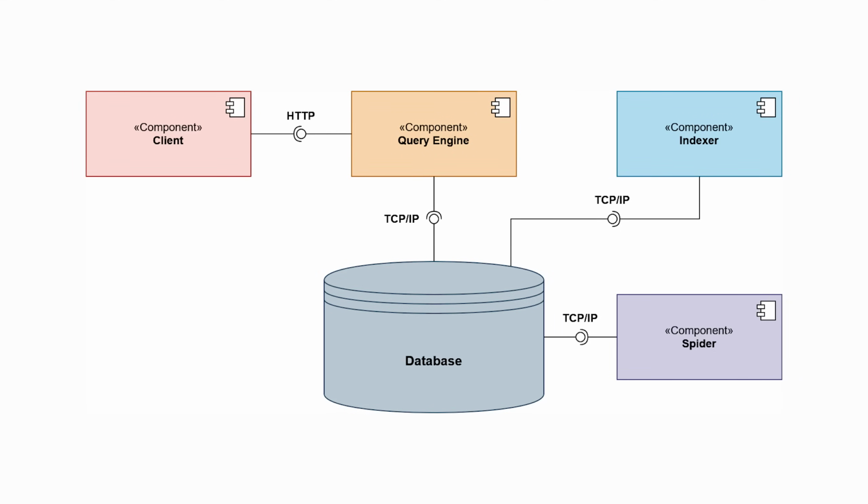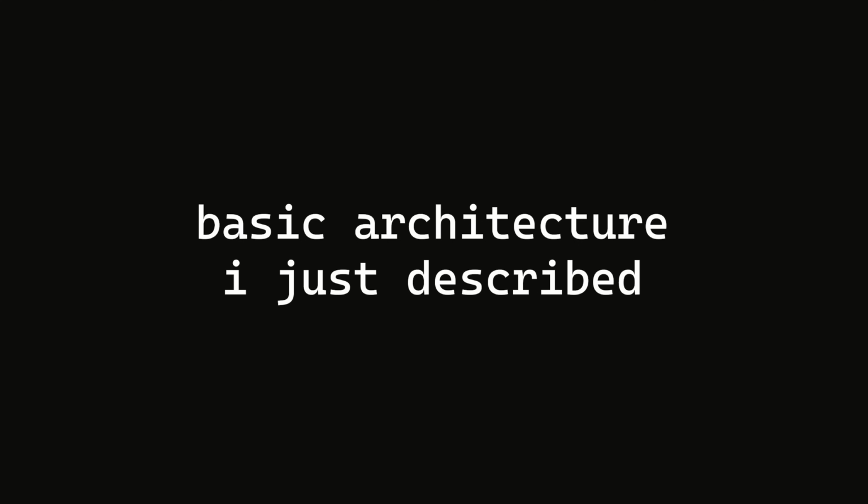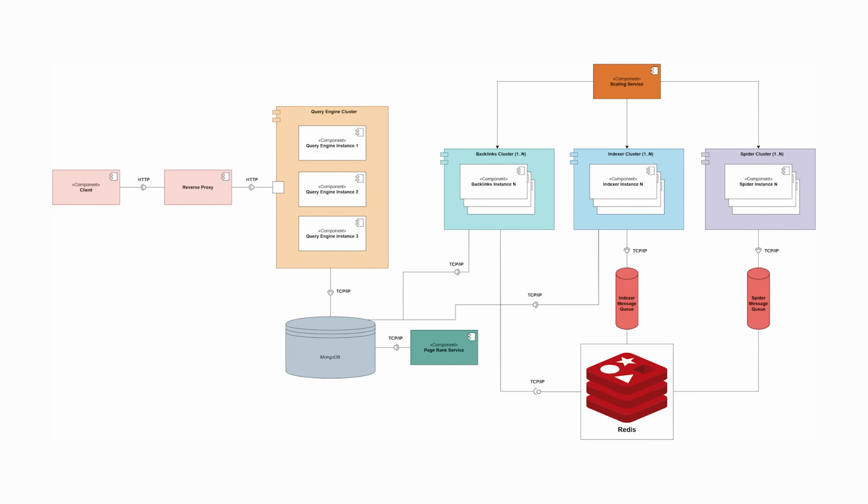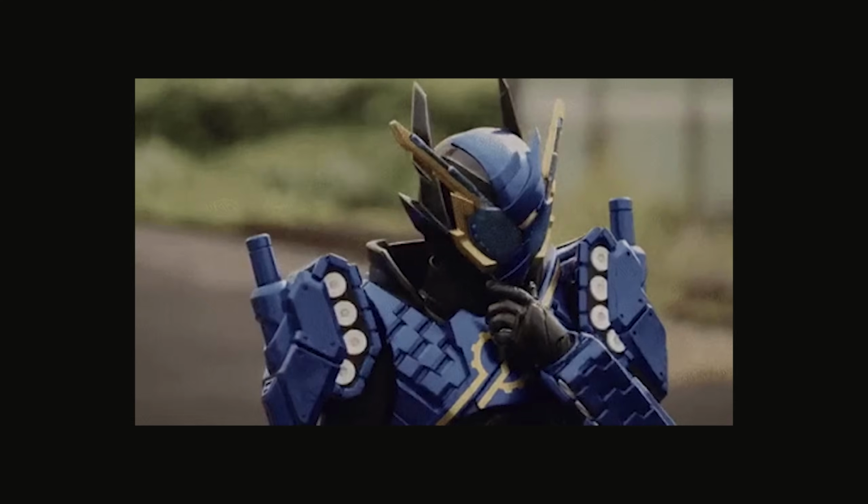However, in order to do that, I need to add some more components to the basic architecture I just described. The type of architecture you see here is referred to as a distributed systems architecture. The important thing to notice is that this means that each one of these components is independent from the others, and that allows for a bunch of useful gimmicks that I'll mention throughout the video. So just keep that in mind for now.